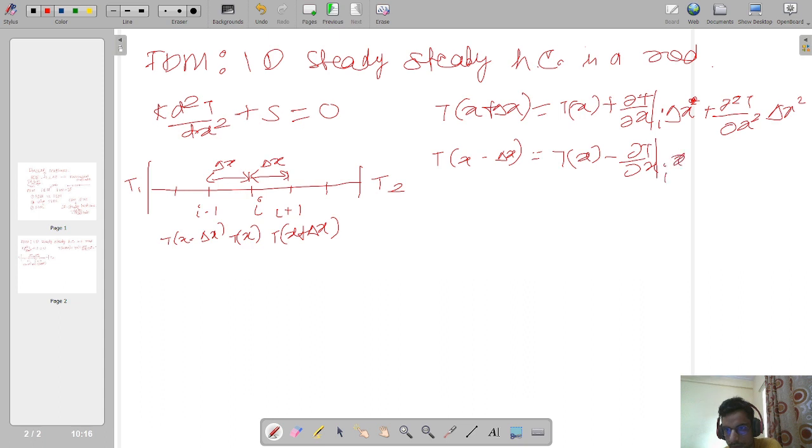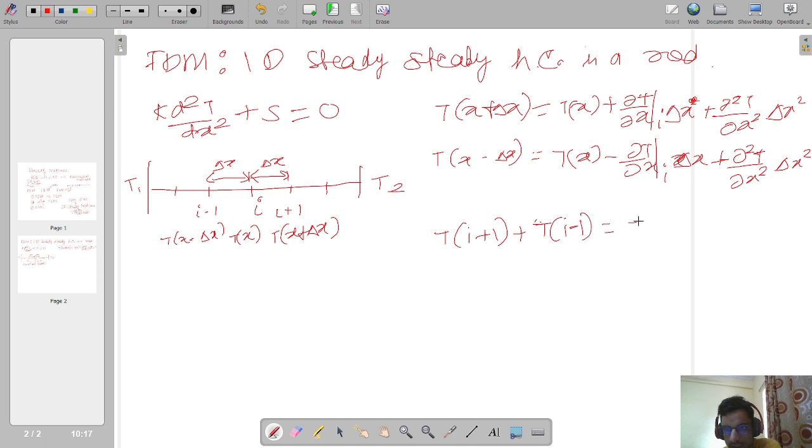This derivative is at i, because we are considering i to be the pivotal point, or center point, for the Taylor series. So here in this equation we need the second derivative, so we'll just simply add these two equations. This is simply why Taylor series, just look out for it if you don't know this. Let's add these two equations, and let's write T(x plus delta x) as T(i plus 1). It is simpler for us.